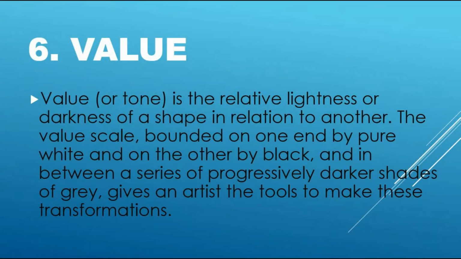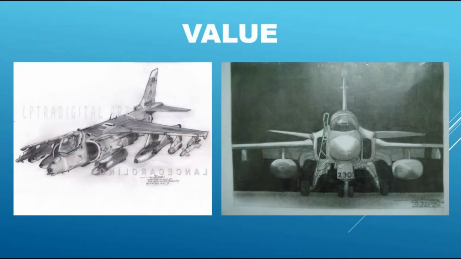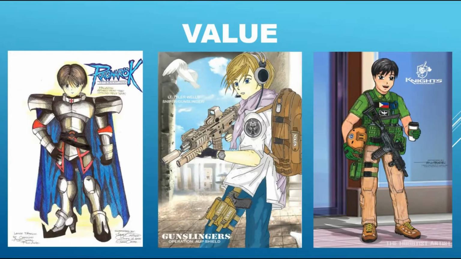Number 6, value. Value or tone is the relative lightness or darkness of a shape in relation to another. The value scale is bounded on one end by pure white and on the other by black, and in between, a series of progressively darker shades of gray gives an artist the tools to make these transformations. Here's some examples of drawing with a value from lightness to darkness and from darkness to lightness. Here are the colored version of value.